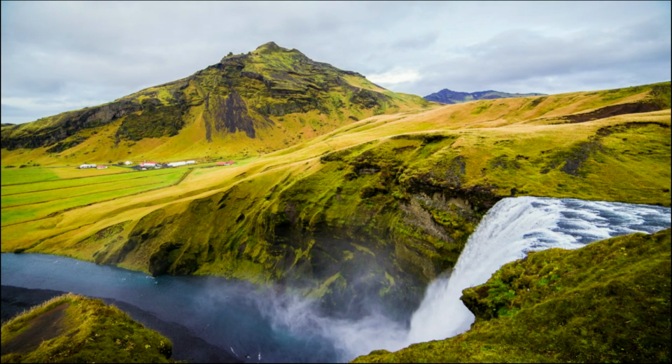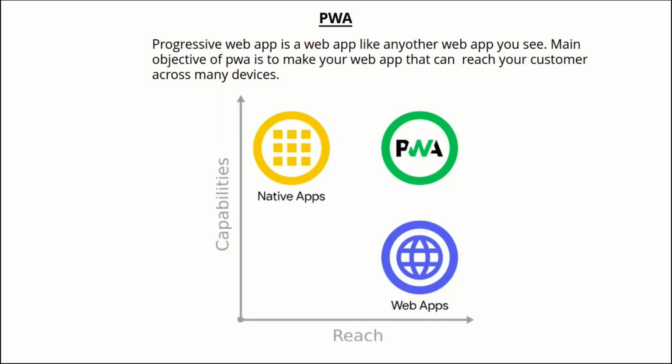Hello guys, today I will introduce to you PWA. So let's get started. PWA means Progressive Web App. It is basically a web app like any other web application you see on the website. The main objective of PWA is to make a web application that can reach your customers across many devices.